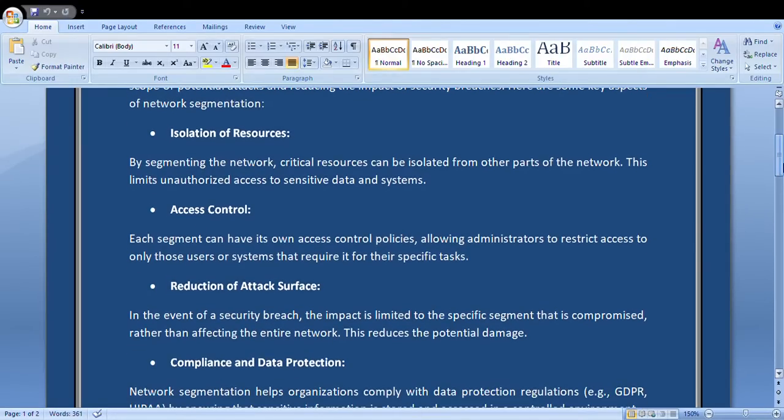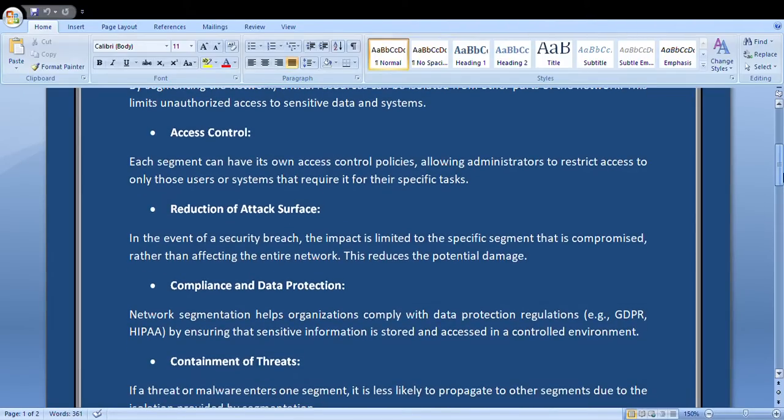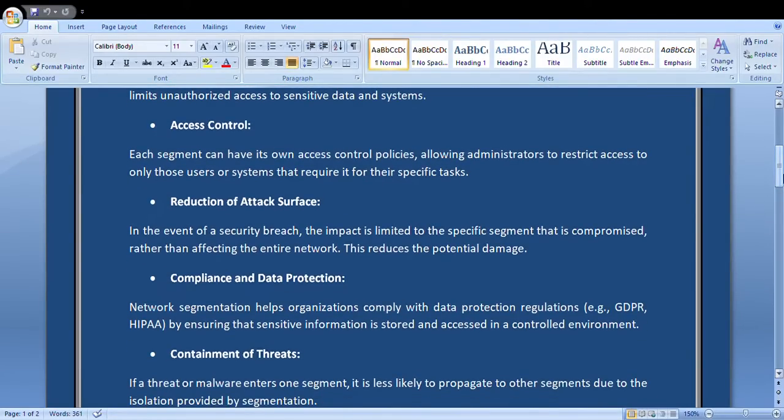Then we have reduction of attack surface. In the event of security breaches, the impact is limited to the specific segment that is compromised rather than affecting the entire network. This reduces the potential damage.